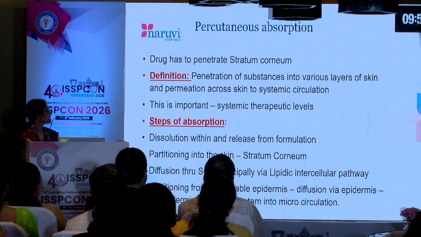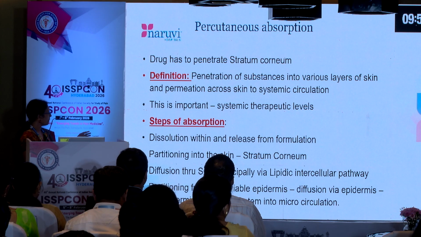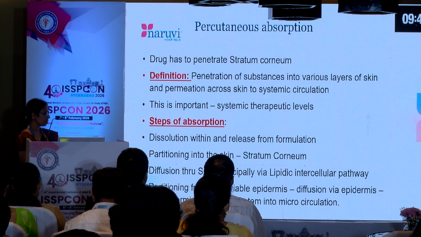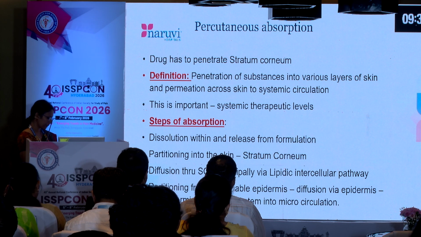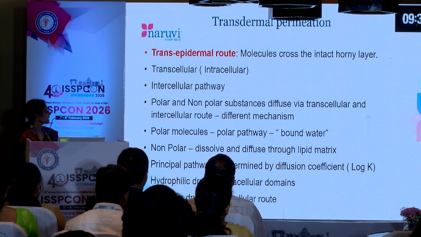So percutaneous absorption through the stratum corneum. The first step of absorption is dissolution. The drug has to first come out of that polymer matrix onto the stratum corneum. Then from the stratum corneum, it takes either the transcellular pathway or the lipid pathway or the intercellular pathway. So this is the transepidermal route.